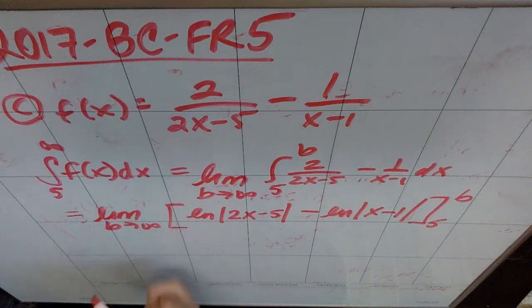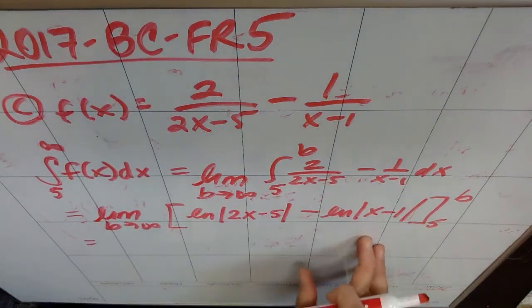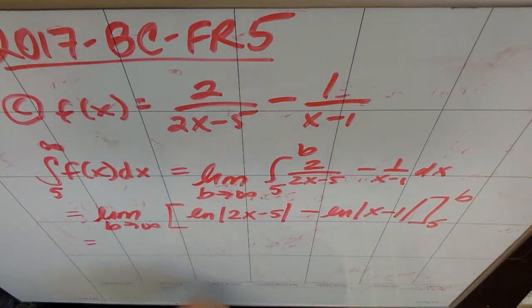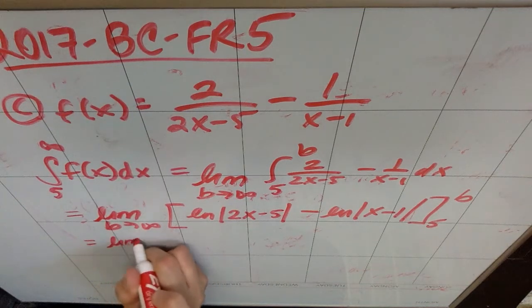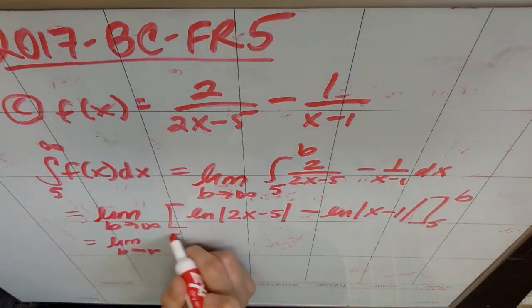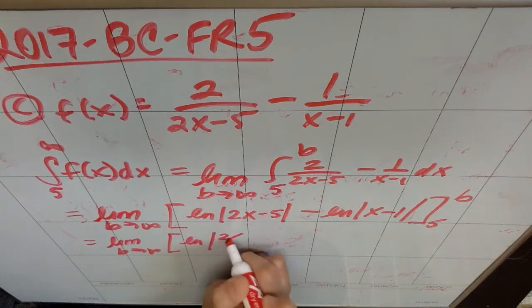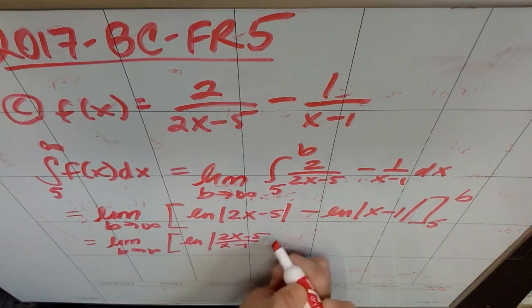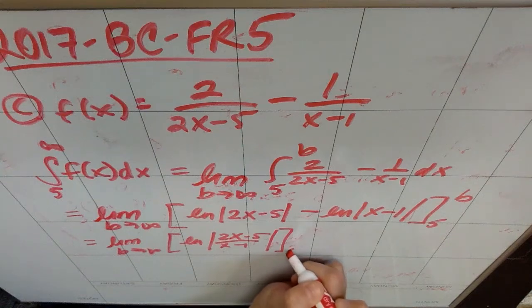All right, so if you want to combine these into one, it's not bad. You're subtracting natural logs, so you don't have to, but it does kind of make your life a little easier. If you make this the limit as b approaches infinity of the natural log of the absolute value of 2x minus 5 over x minus 1, using log properties, it's a little bit easier, so from 5 to b.